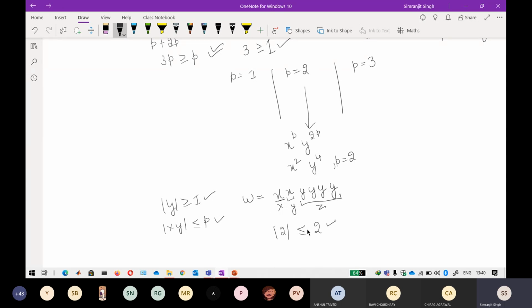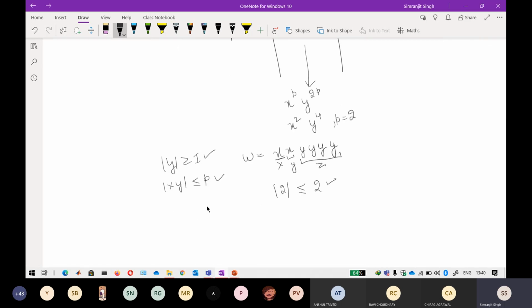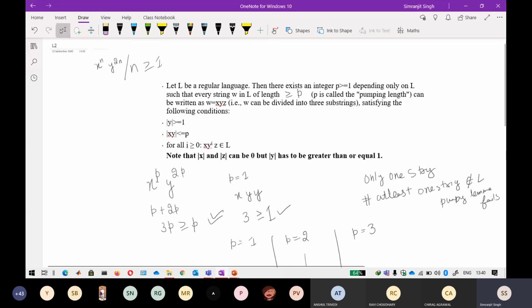Now you move on and pump the strings. Okay, so if you remember the equation, the equation says that for all i greater than or equal to 0, x y raised to power i z belongs to L.